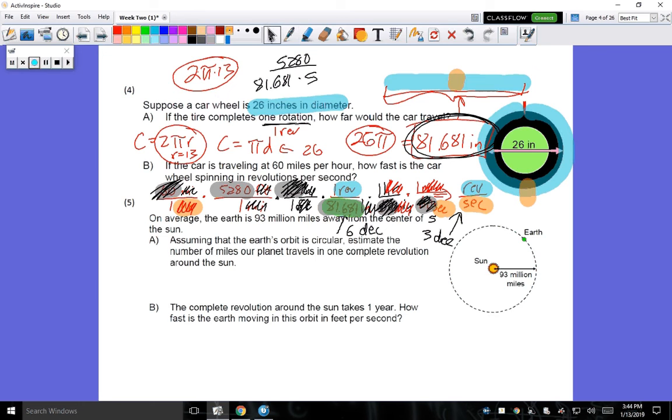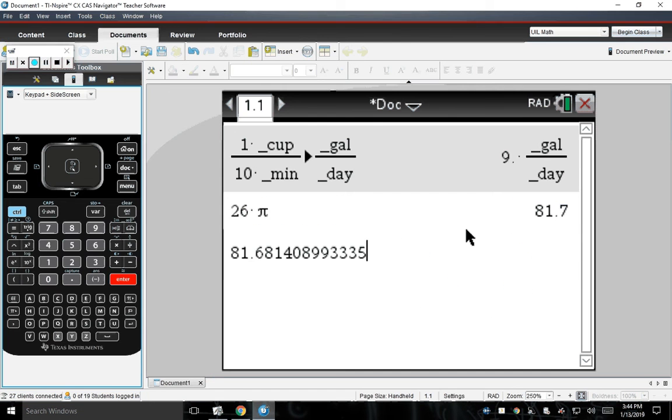Let's see what kind of answer we get. All right, so control clear. Let's go ahead and do control divide. We're going to do 5,280, and then come down here, and right here is where I want to grab that saved answer. Let me show you how I'm going to do that.